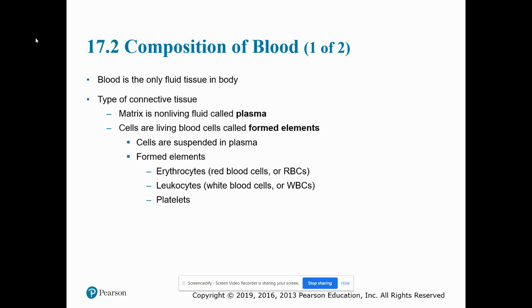Blood is the only fluid tissue in the body, and it's a type of connective tissue. The matrix is non-living fluid called plasma, and then cells are living blood cells called formed elements. The cells are suspended in plasma, and the formed elements include erythrocytes, or red blood cells, or RBCs, leukocytes, or white blood cells, or WBCs, and then platelets.